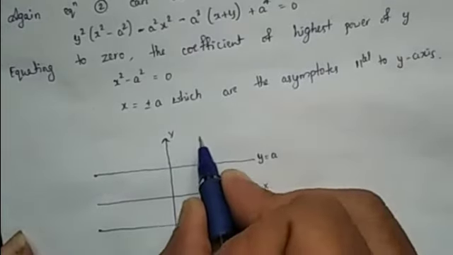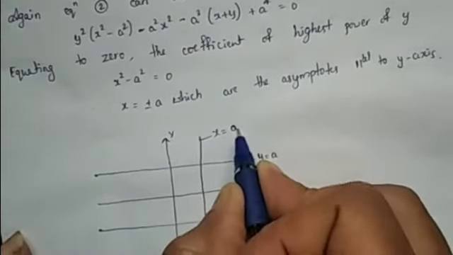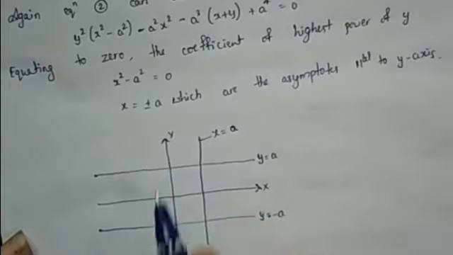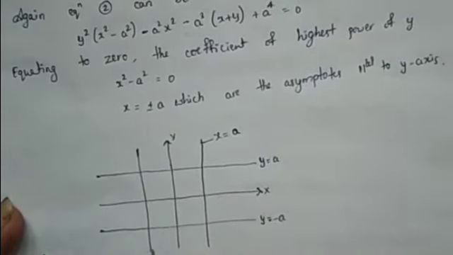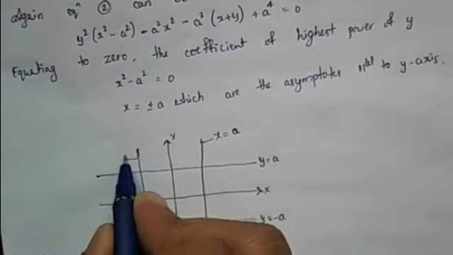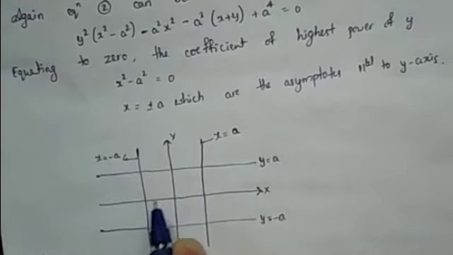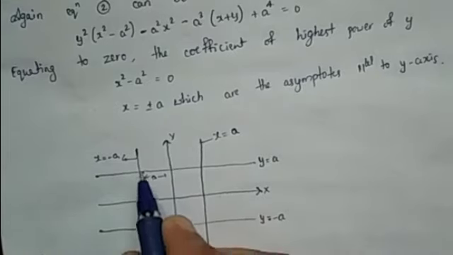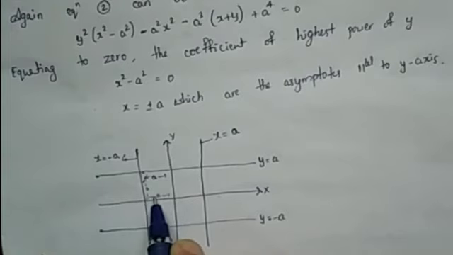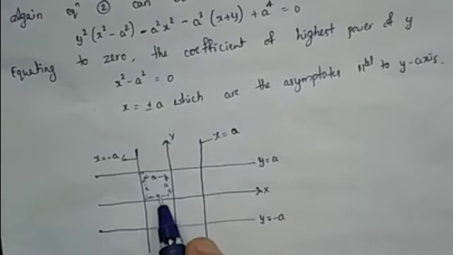This is an asymptote which is x is equal to plus a. This is the asymptote parallel to y axis, and another one is x is equal to minus a. It is another asymptote, x is equal to minus a. They are parallel to y axis. Look here, the distance on this side is a and this side is a. This side is a. And this side is also a. Therefore, the given equation of the curve forms a square.